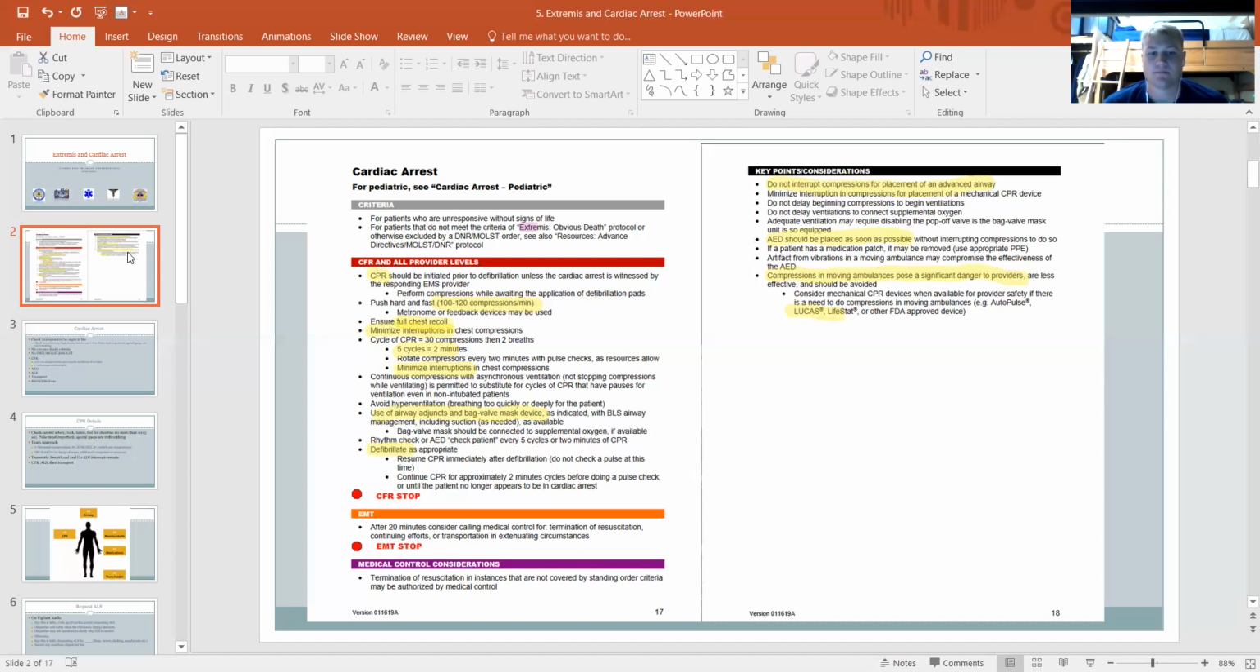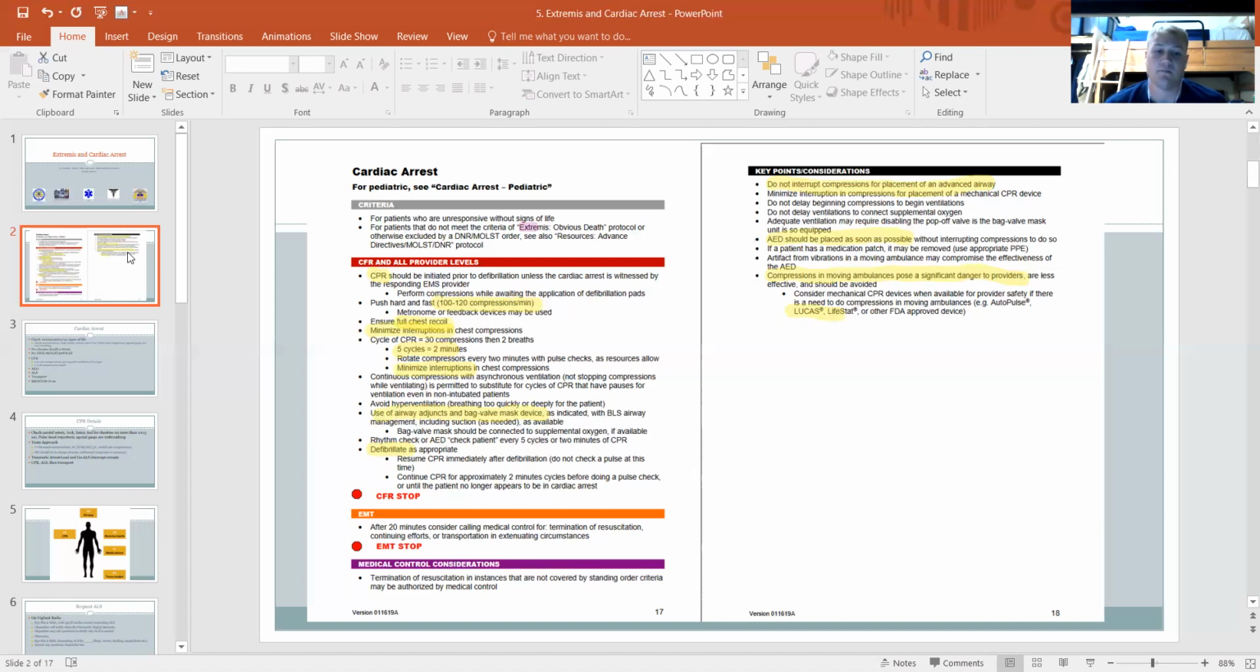And then the next major key component of CPR is the AED, at least for BLS. We want to get the AED on as quick as possible. If it's an arrest that was witnessed by a member of the squad, then the AED can go on right away before compressions. However, if the arrest was not witnessed by a member of the squad, compressions come first, and then you put the AED on without interrupting compressions. You let the AED analyze and do what it needs to do, and then defibrillate as appropriate.